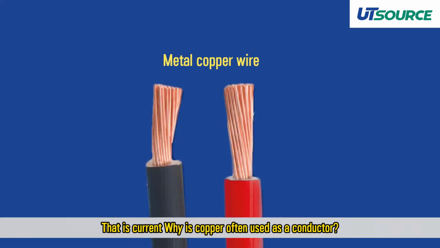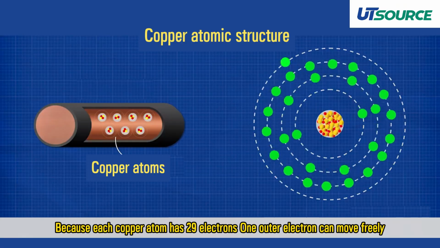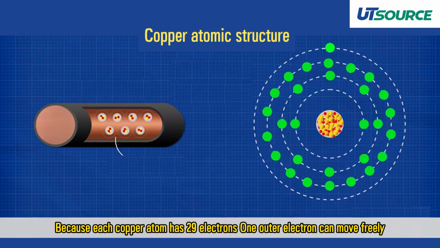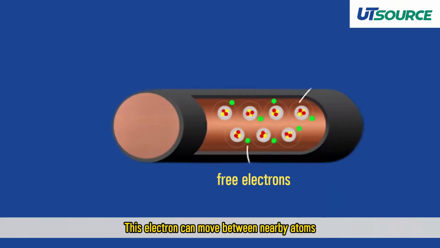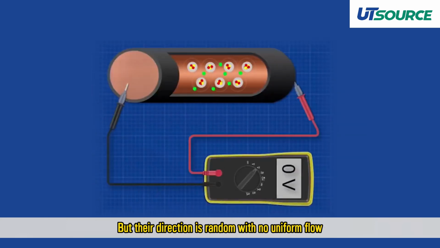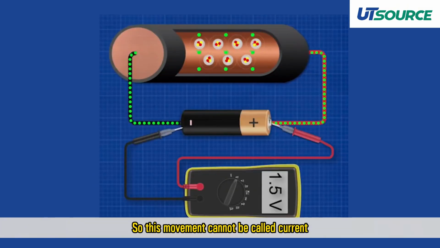Why is copper often used as a conductor? Because each copper atom has 29 electrons, one outer electron can move freely. This electron can move between nearby atoms, but their direction is random with no uniform flow. If you measure its ends with a multimeter, you will see no voltage difference. So this movement cannot be called current.